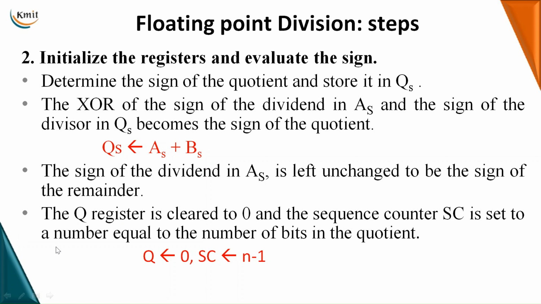The sequence counter is set to a number equal to the number of bits of your quotient. So n minus 1. Apart from the sign bit, you are not taking the sign bit into account. Other than the sign bit, the number of bits of your quotient determines the sequence counter. So that's why we represent the sequence counter as initialized to n minus 1. If you are representing n, you are including a sign bit; since you are not taking the sign bit into account, you represent the sequence counter as n minus 1.